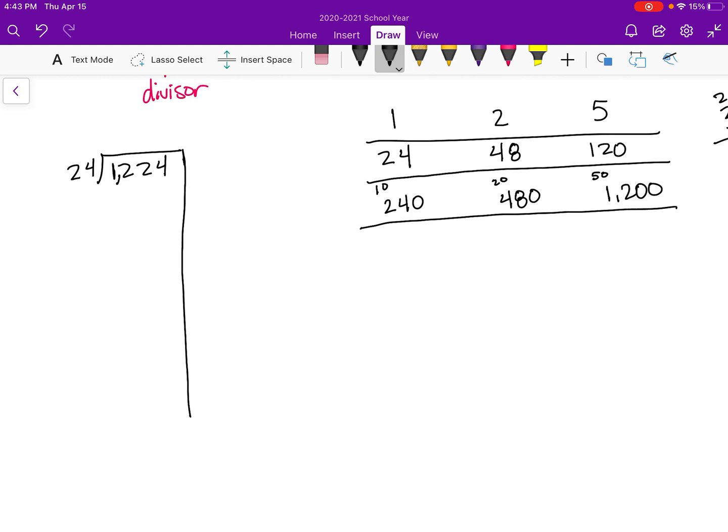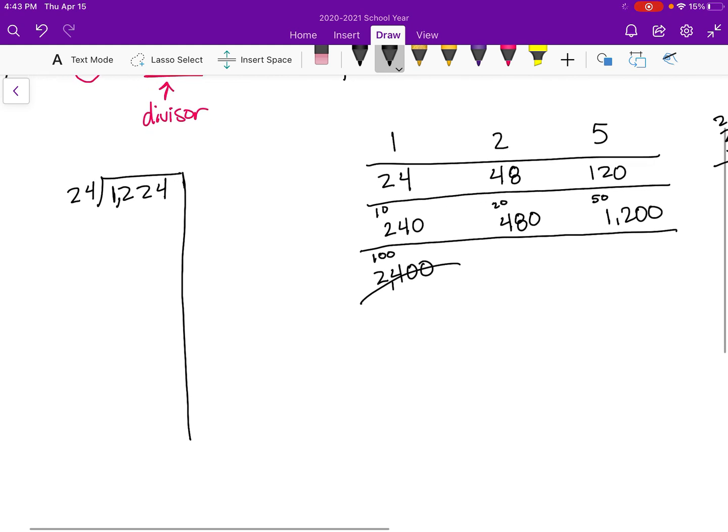Just to make sure I can't get closer, I'm going to try the next number, which would be 100 times 24, which would be 2,400. Okay, that's way too big. I don't need that number. So the biggest number I can take away from my number bank is 1,200, which is 50 groups of 24.